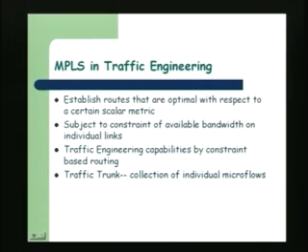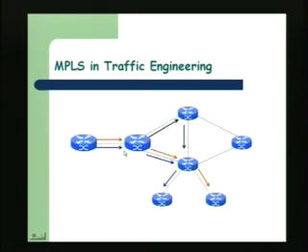Now, traffic trunks are actually a collection of individual microflows. MPLS defines a concept of a traffic trunk which can be a collection of individual microflows. That means several microflows are aggregated into a traffic trunk, and then these traffic trunks are routed in the MPLS domain in the form of label switch paths, and these label switch paths are mapped onto routes which satisfy certain constraints on available bandwidth or delays etc. on the individual links, and these links are chosen by some form of constraint based routing algorithms.